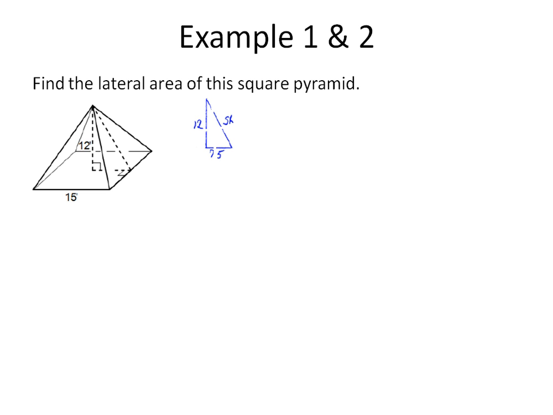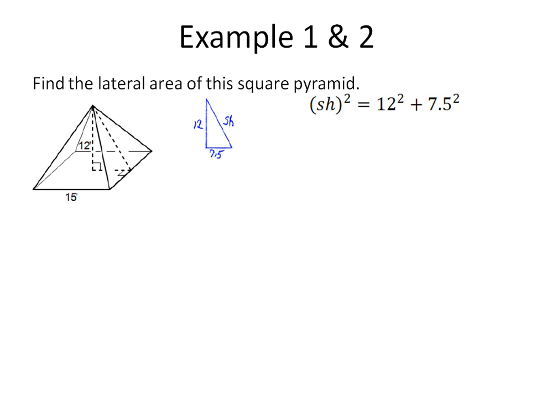So we're going to redraw that little dotted right triangle out to the side here so we can see what we're looking at. So we know that one leg is 12 and the other leg is half of the length of the side of the square, so that's 7.5 feet. Okay, so now that we have a right triangle and we know the two legs, A and B, if you're a Pythagorean theorem fan, it simply comes down to using the Pythagorean theorem in order to find the slant height, which is what we're going to need to find the area of the lateral faces.